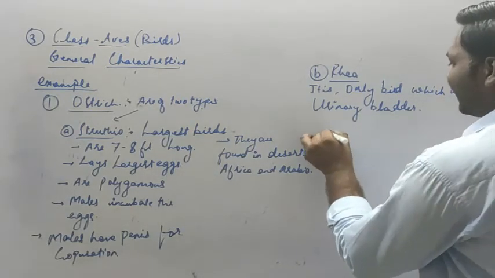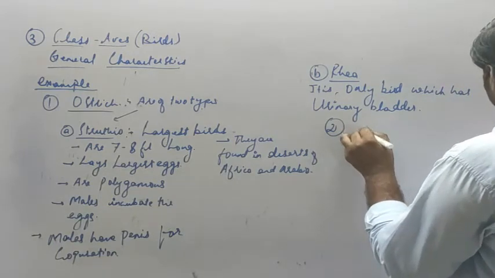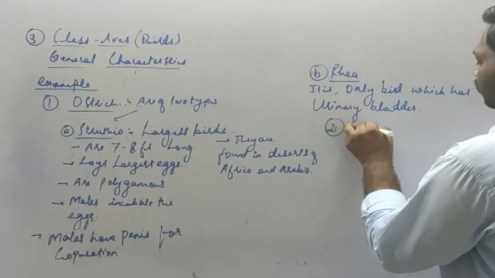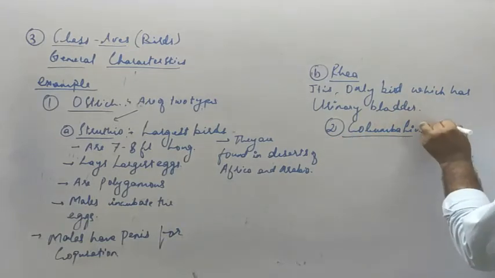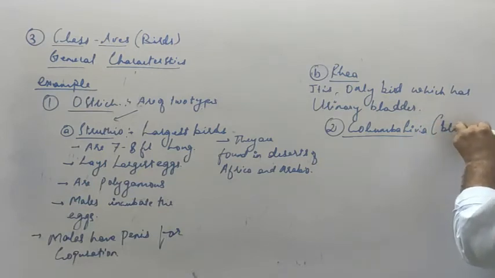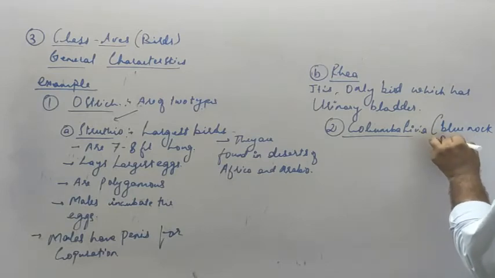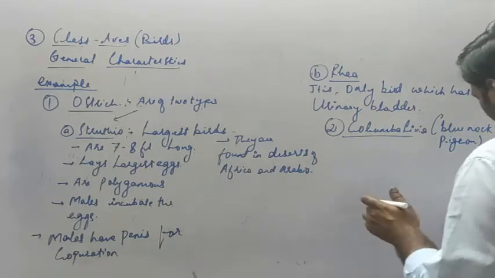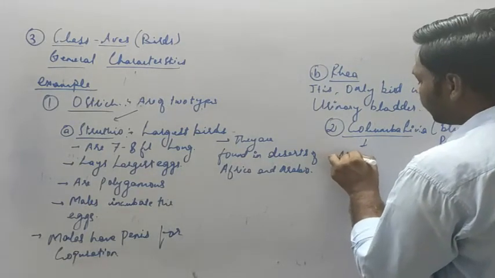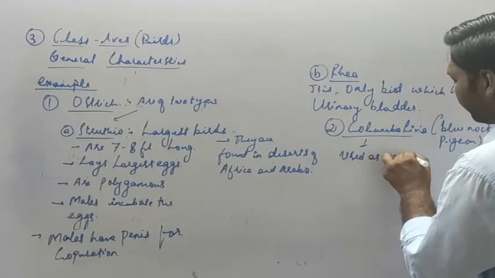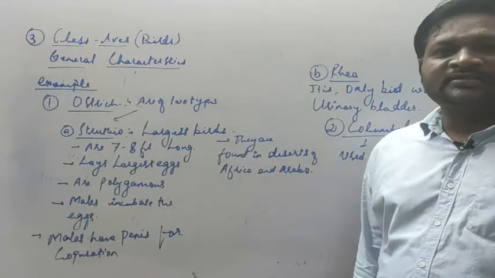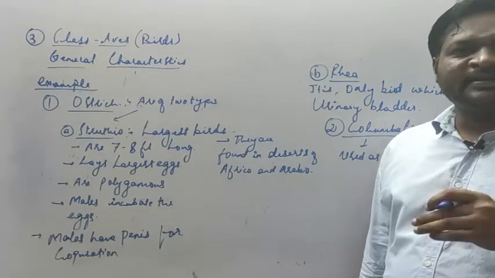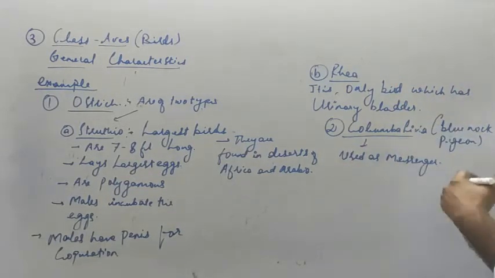Then next, another example that we are going to discuss is the Columba livia, which is also referred to as blue rock pigeon. Here the blue rock pigeon is used as a messenger. In these birds, we can see they have a sharp memory. Once they look at a particular image or a particular place, they will never forget this place or that image. So they are used as messengers.